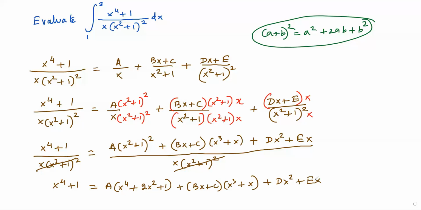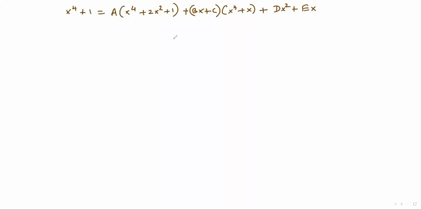Okay, now we have completed all the simplification. Okay, now let us continue on the next page. In this equation, we have 5 constants, a, b, c, d, and e. Now what I need to do is plug in some value for x such that 4 out of the 5 constants become 0. So I'll be able to get a value for one of the 5 constants.